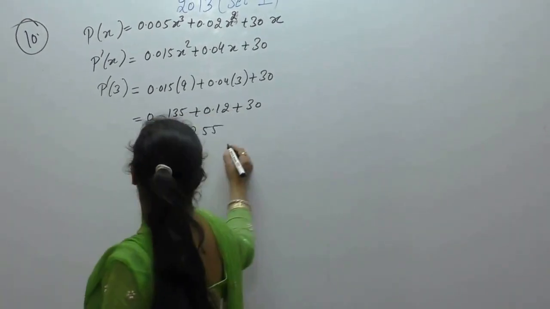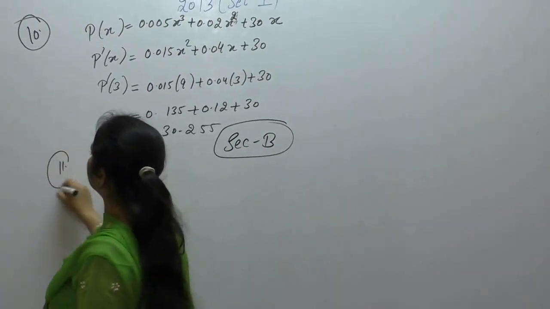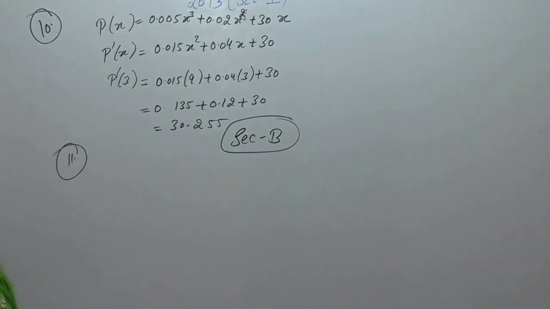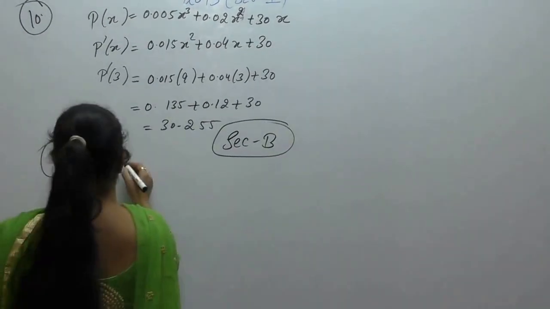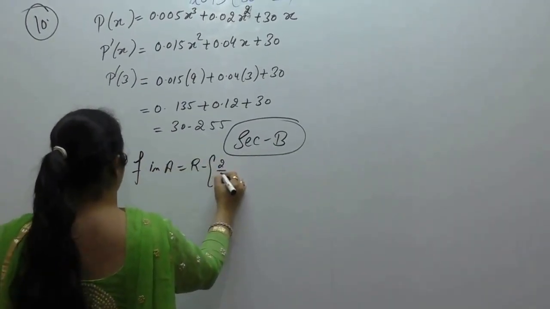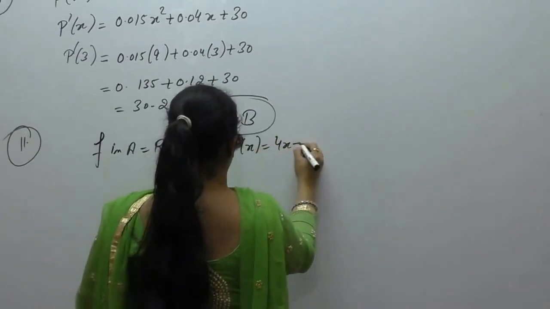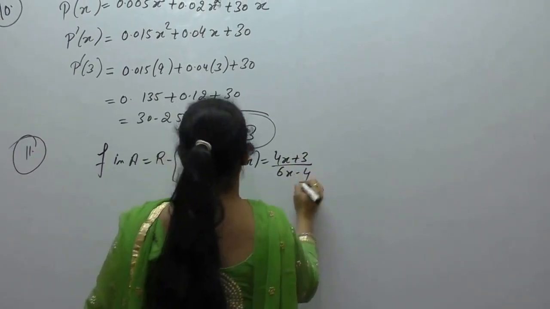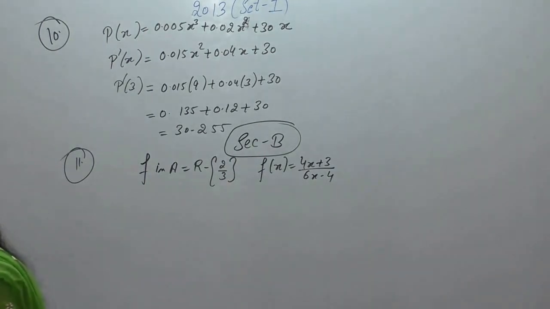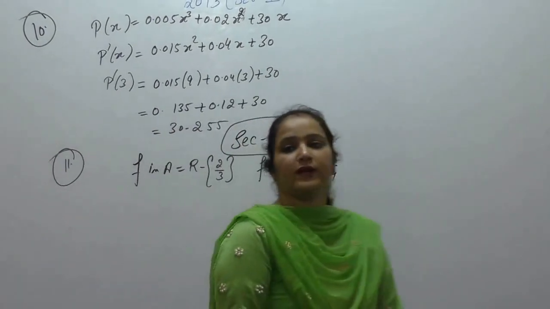Now, we are going to start Section B. The first question is: show that the function f: A to A, where A is the real numbers minus 2/3, defined as f(x) = (4x+3)/(6x-4), is one-one and onto, and hence find f inverse. For the function to be proved one-one.